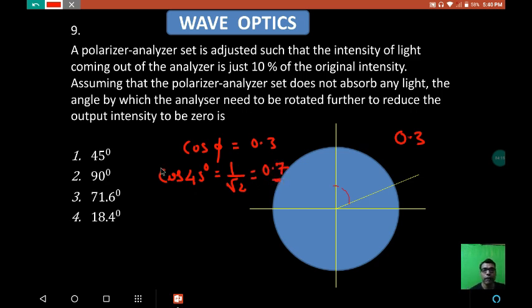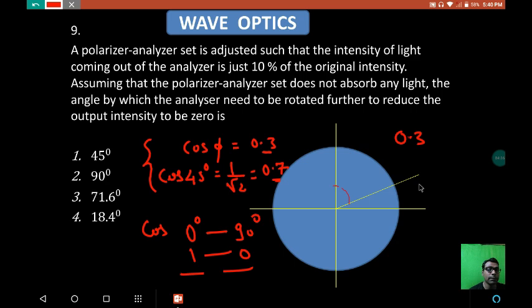Here we have to understand the basic concept that for the cos function, the value of theta goes from 0 degree to 90 degree, and cos goes from 1 to 0. So at 0.3, theta, or phi, should be greater than 45 degree. If this angle is greater than 45 degree, then this phi is greater than 45 degree, and this is less than.